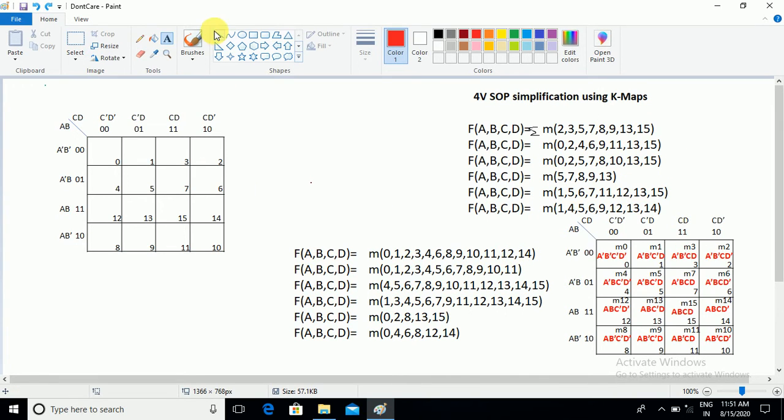Next one: 5, 7, 8, 9, 8, 9 and 13. Whenever you come to this problem, we can create the solution in many ways. You already know that some Boolean functions will produce more than one result, but all could be accepted. Let us take this one. Here I am creating a group; you may create the group in this way.